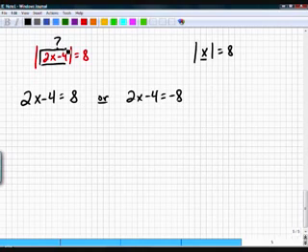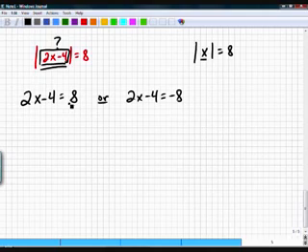Because what if this was 8? What if you take this out and put an 8 there? Is it true? Absolute value of 8 is 8. If I take out 2x minus 4 and put a negative 8 there, is that true? Yeah. Absolute value of negative 8 is 8. So therefore, 2x minus 4 has to either be 8 or 2x minus 4 has to be negative 8. So can we solve that now?